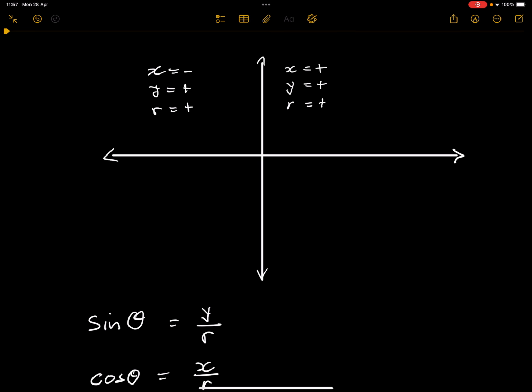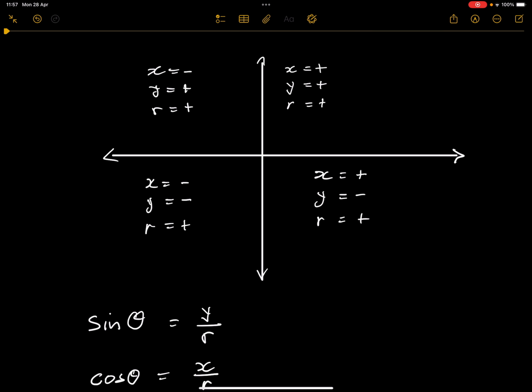And in the third quadrant, we know that x is negative. We know y is also negative, so it's in the negative y region, and so r we know is positive. And finally, in the fourth quadrant, we know x is positive, y is negative, and r is positive. Now, once we know this, it actually gives us a way to work around our trig ratios.